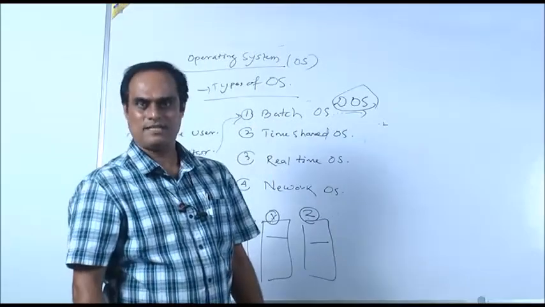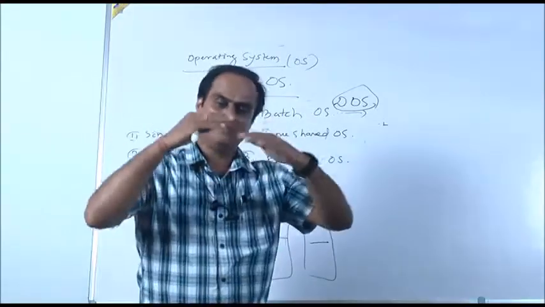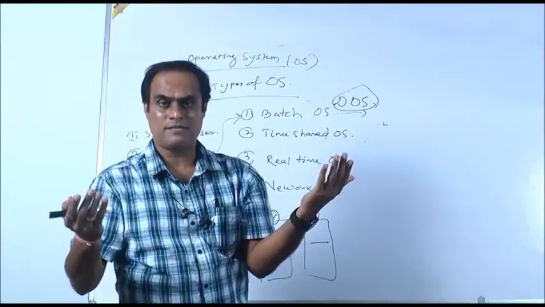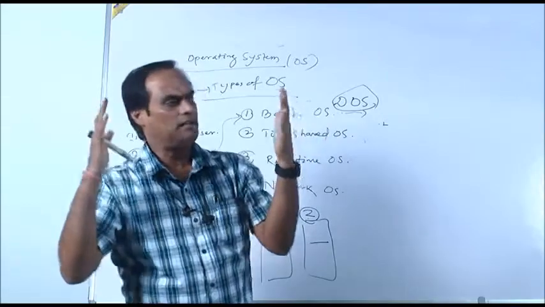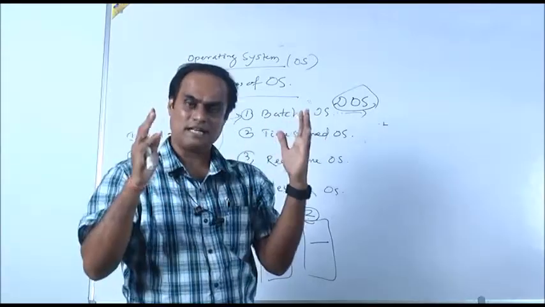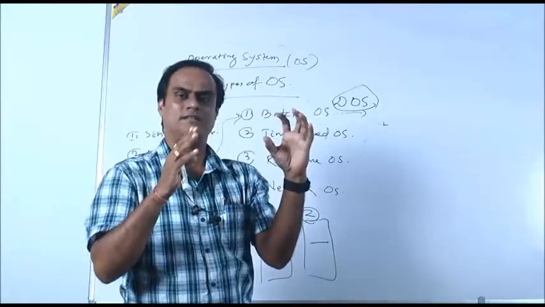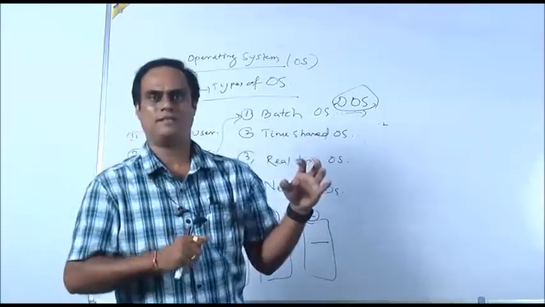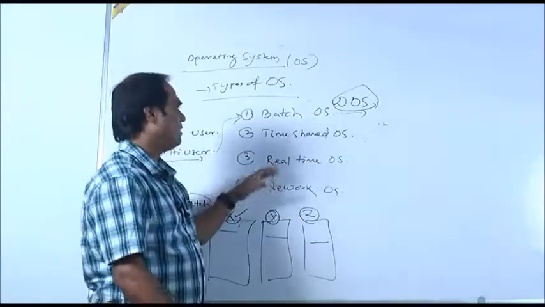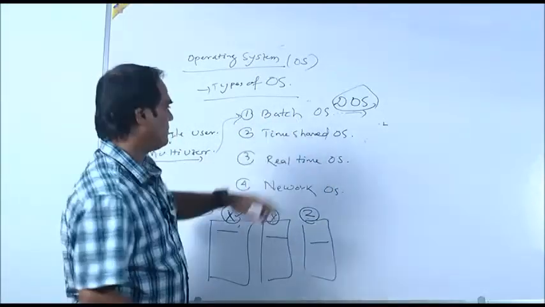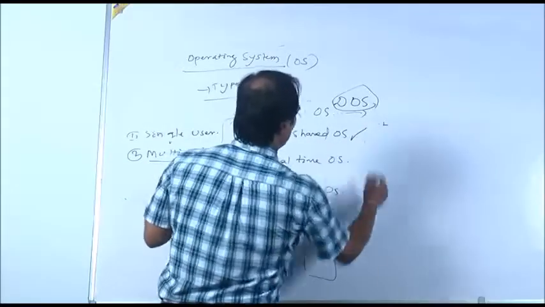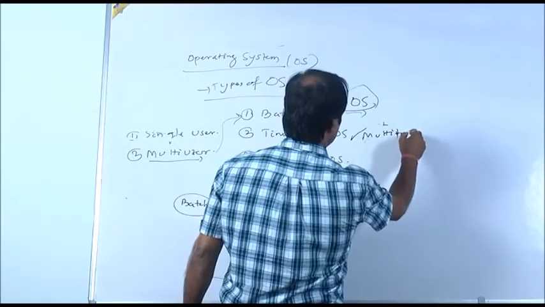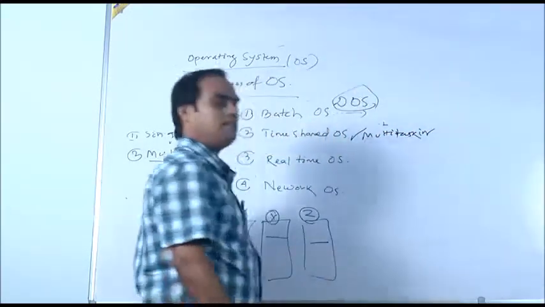Parallelly, systems were being developed on the basis of architecture, so the operating system also developed. Once the architecture and computer hardware are developing, definitely the operating system is also developing, yes or no. First it was the batch operating system, then the time shared operating system. Time shared means it is the multitasking operating system.